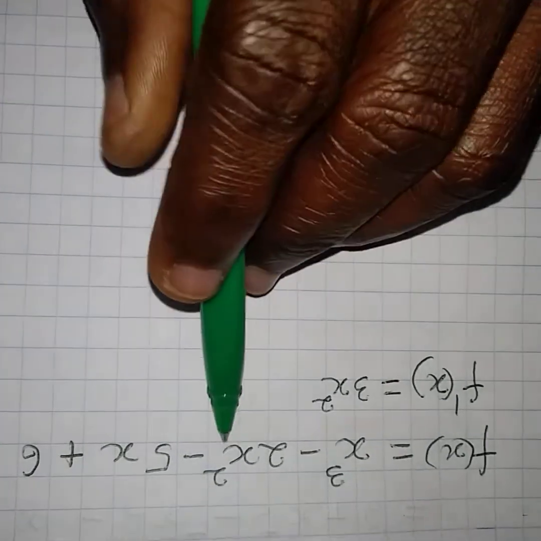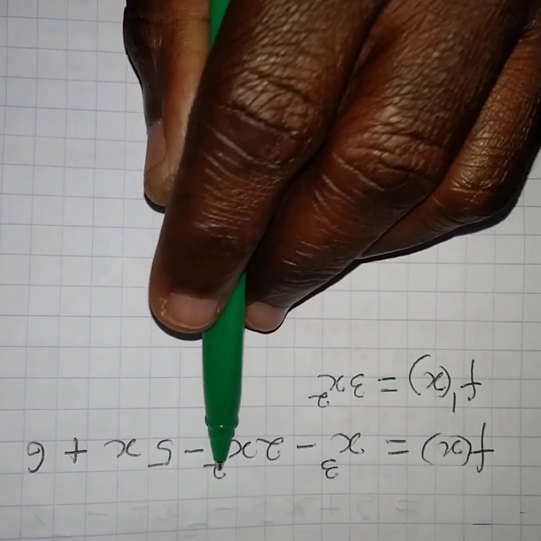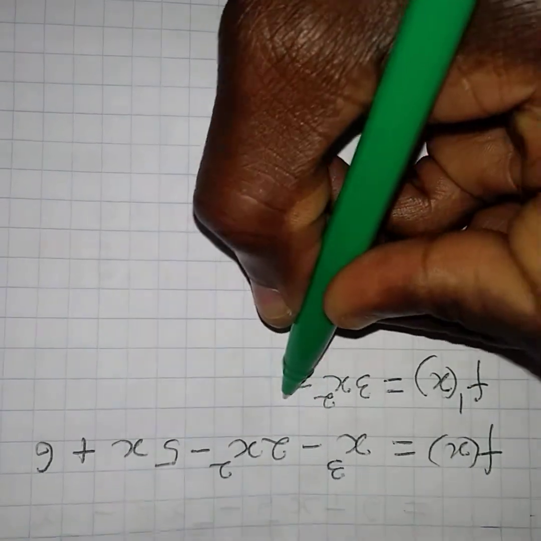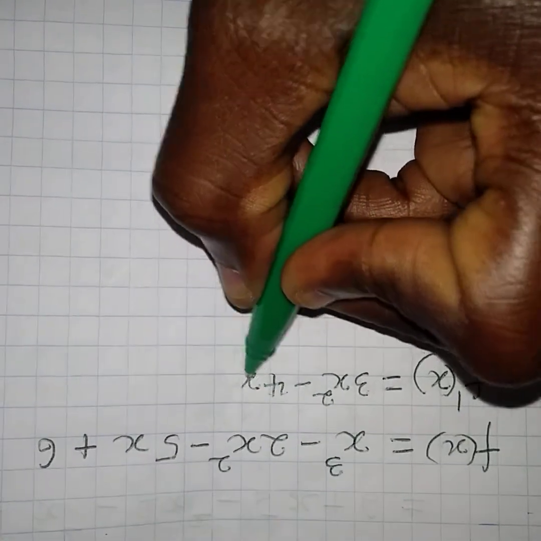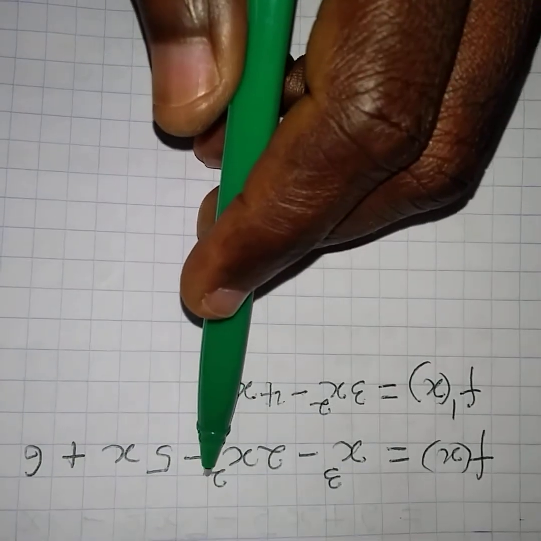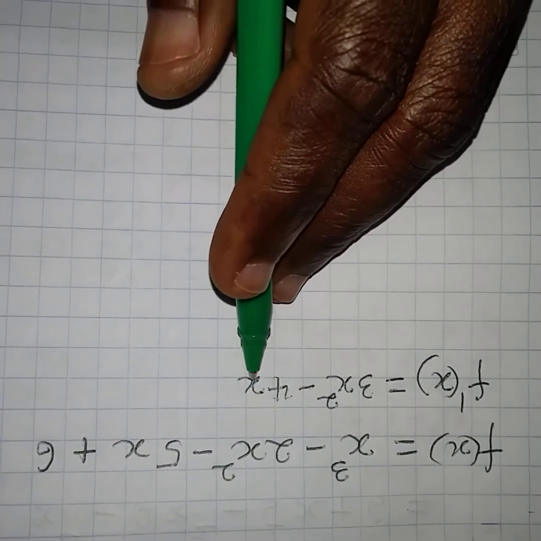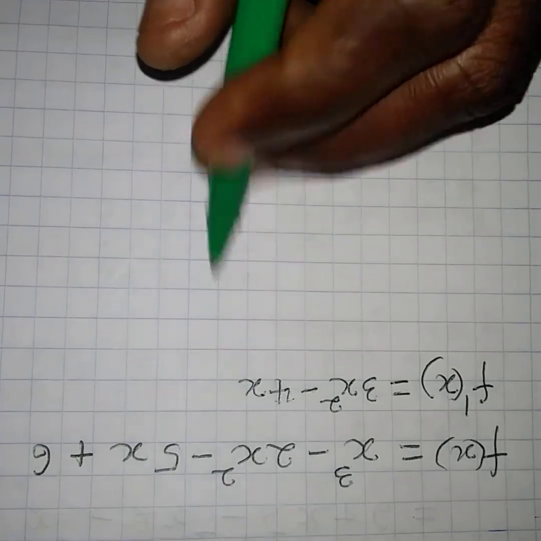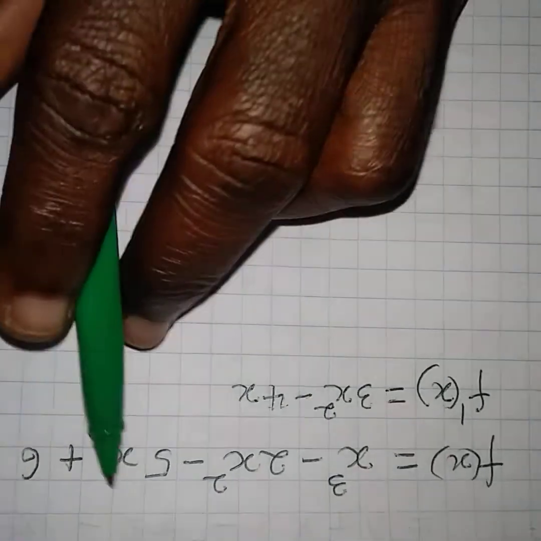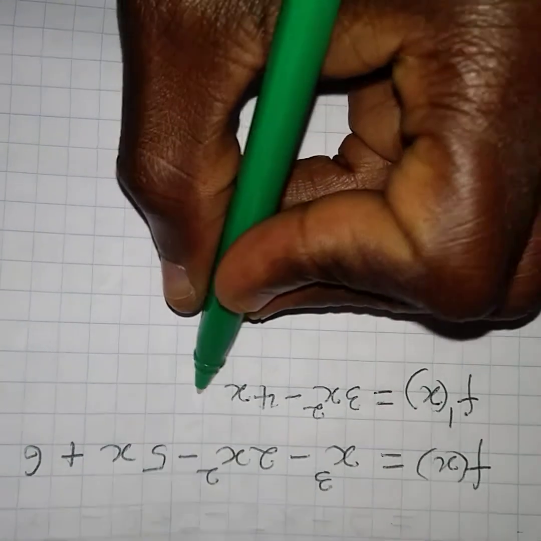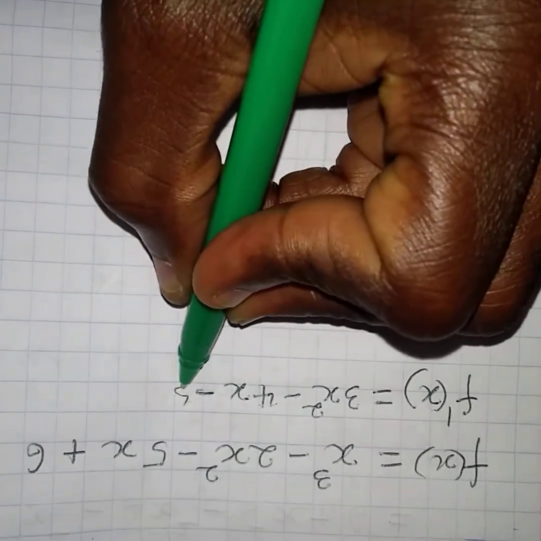Now when we come to this part, we multiply this power by this coefficient here. It gives us minus 4. Then we subtract 1 from the power, so 2 minus 1 will give us 1. So it means minus 4x to the power of 1. And then here, 1 is the power, times minus 5 will give us minus 5.